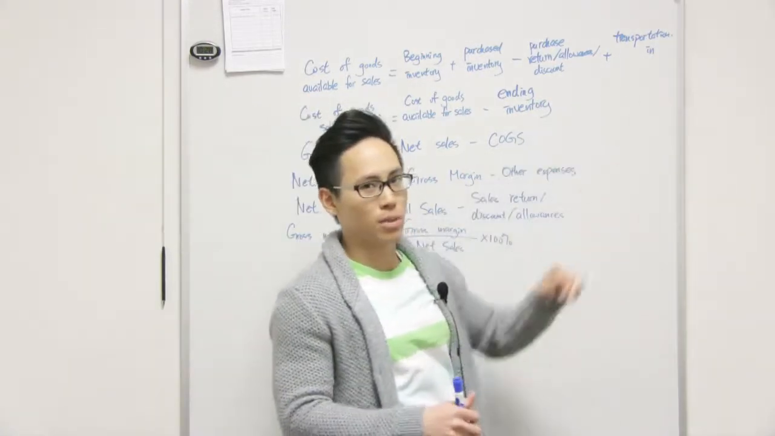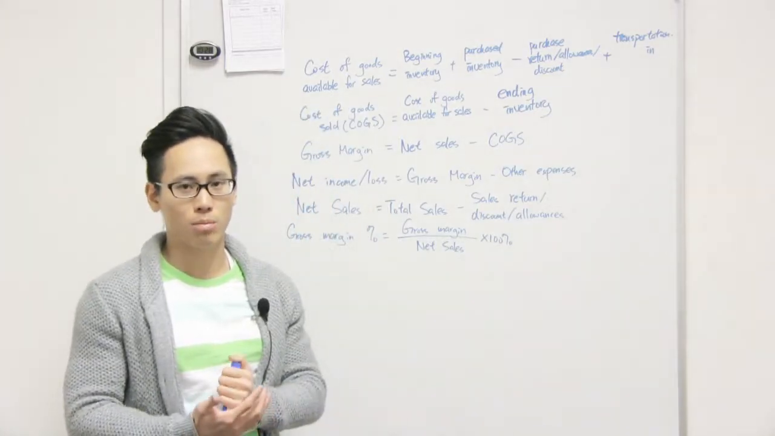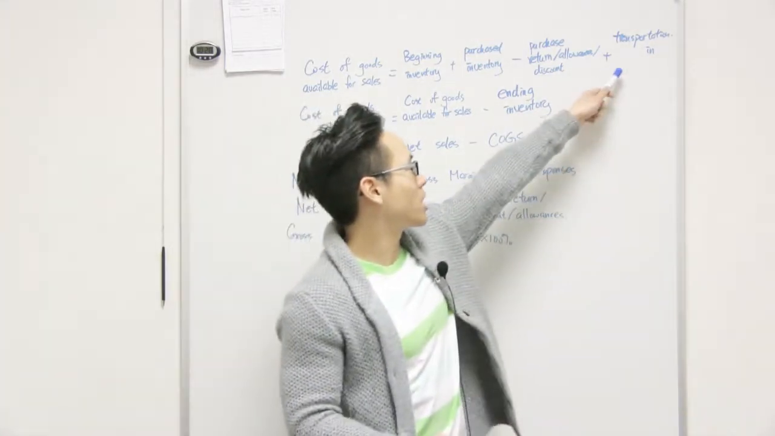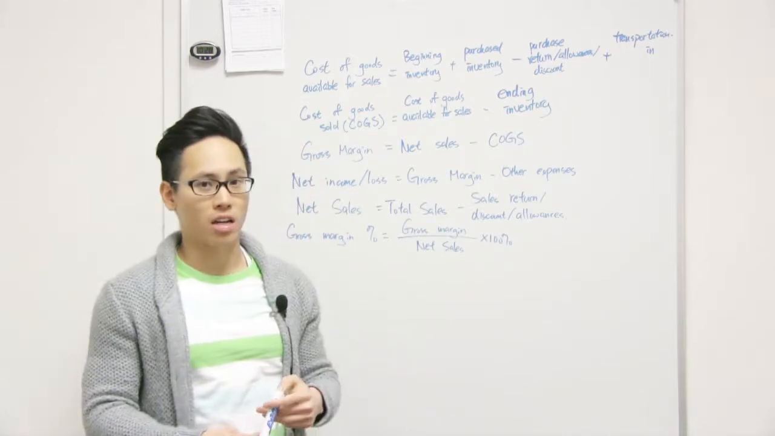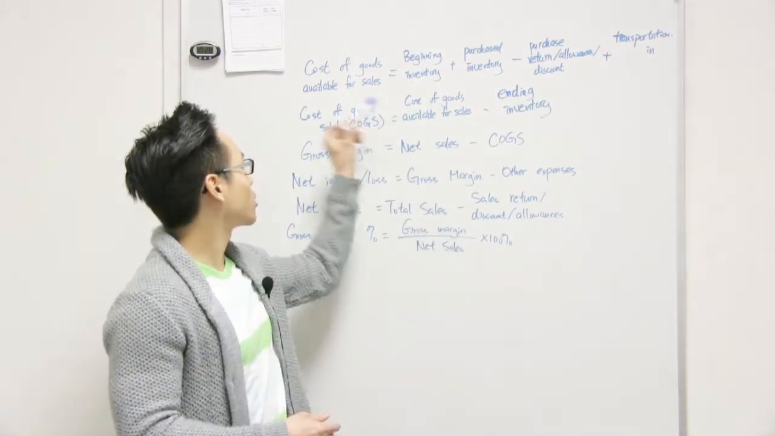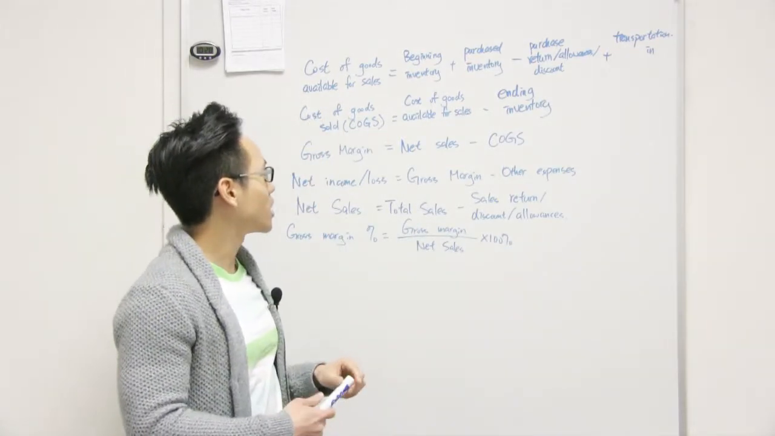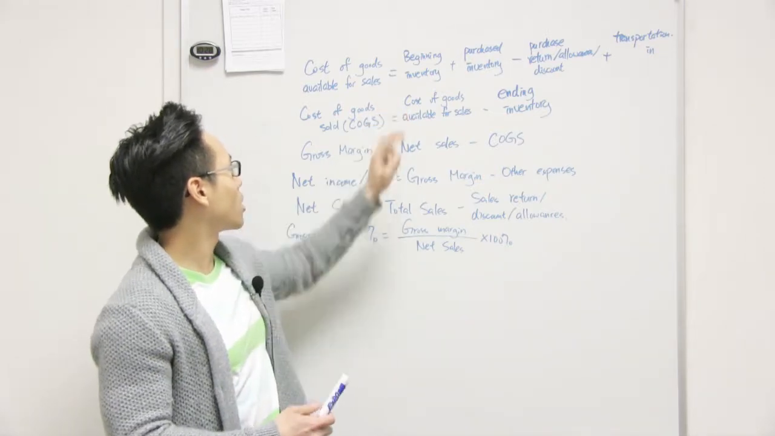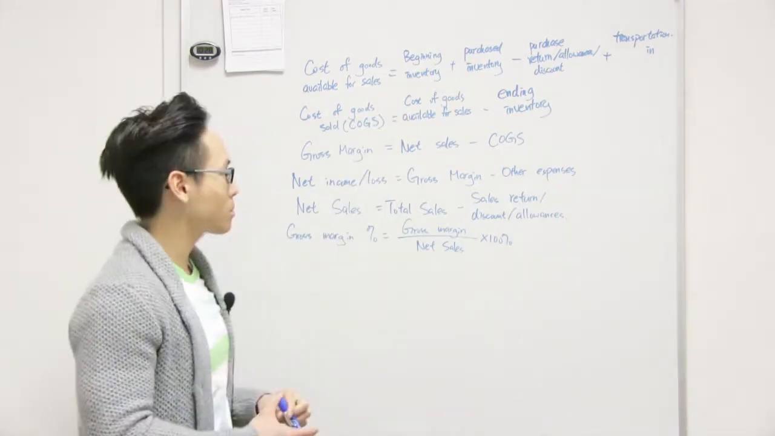And then plus transportation in. So we talked about product cost and period cost, and transportation in is a product cost. And so you would add that to your cost of goods available for sales. So this is the equation for cost of goods available for sales.